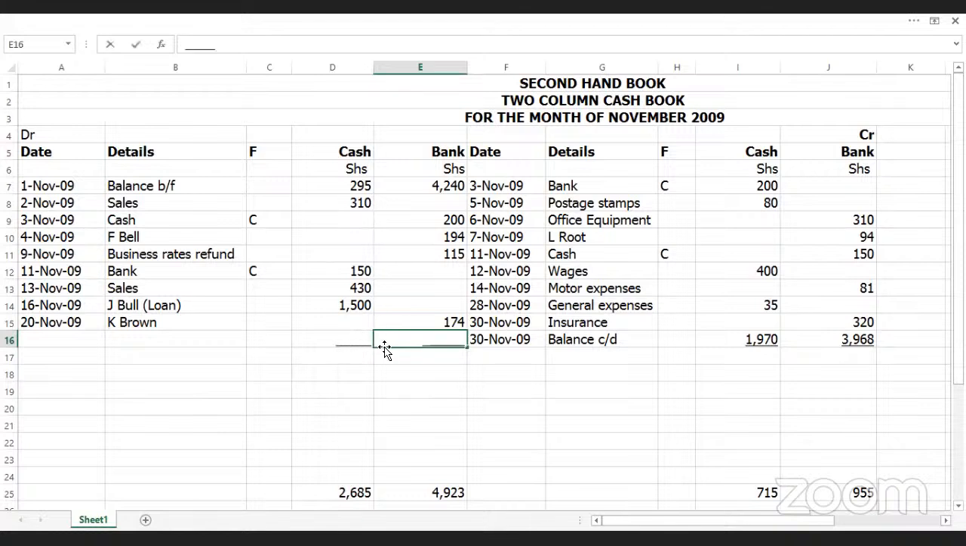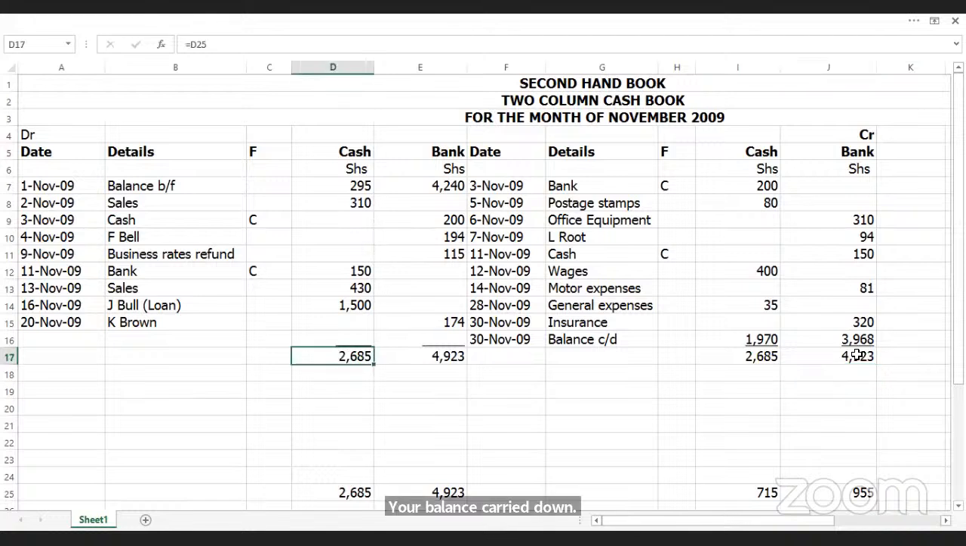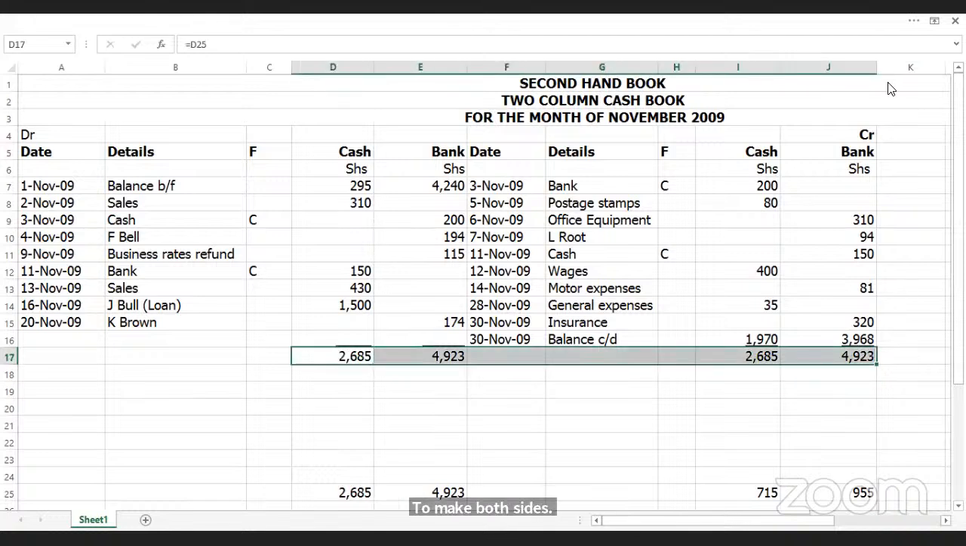So totals come after you insert the balancing figure, and of course we consider those totals on the bigger side. They will be the same totals given on the smaller side because you've inserted the balancing figure, which is your balance carried down, to make both sides equal. So this is balancing.